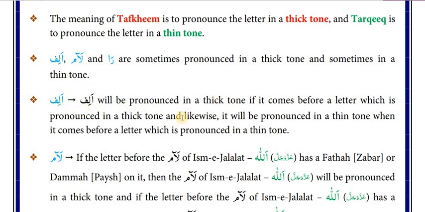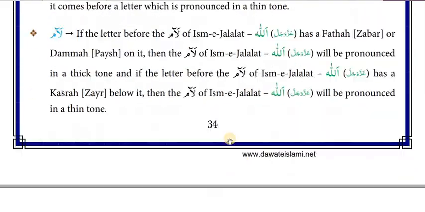When a thick letter comes before the alif. I am telling you a short definition. When a thick letter comes before the alif, you will read the alif in a thick voice. Thick letter means musta'liya letters and ra. If ra has a zabar or pesh, double zabar or double pesh, then you can read the ra and alif in a thick voice. Let me give you an example.